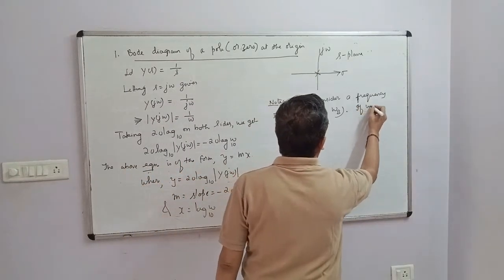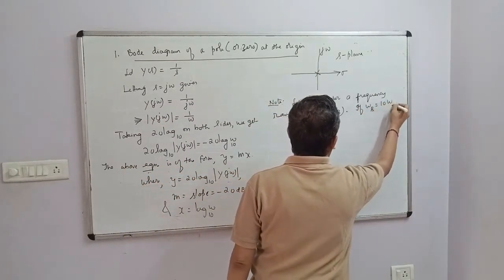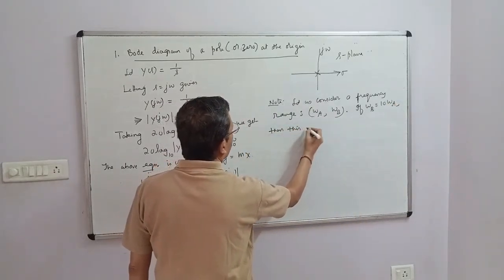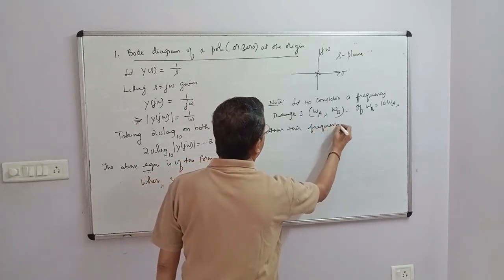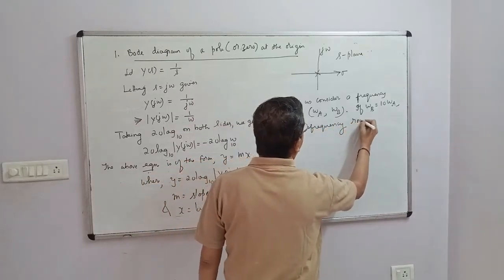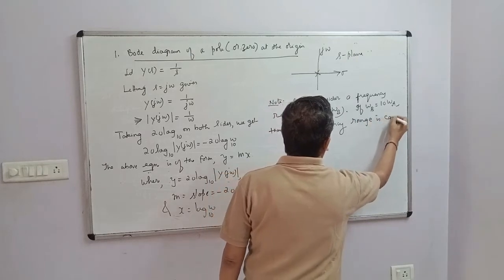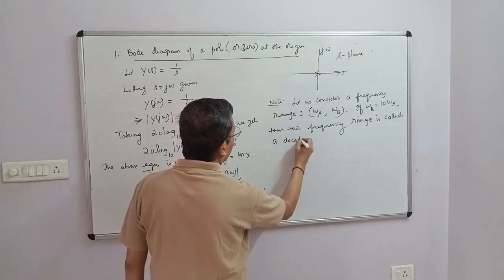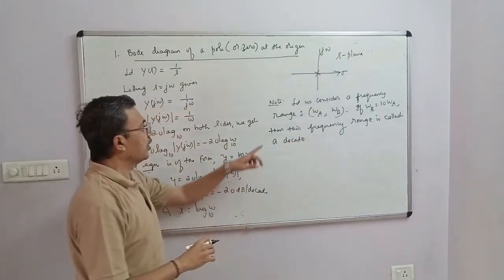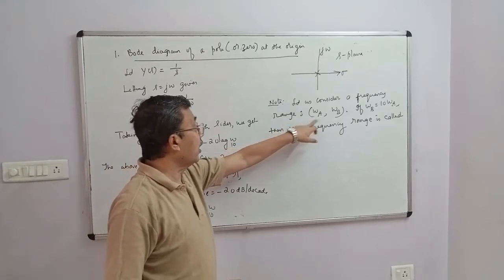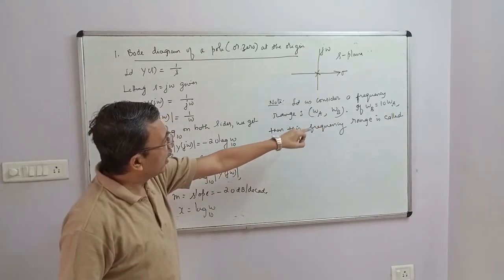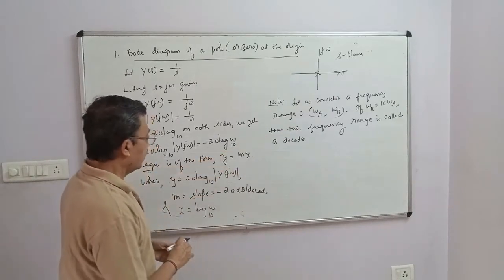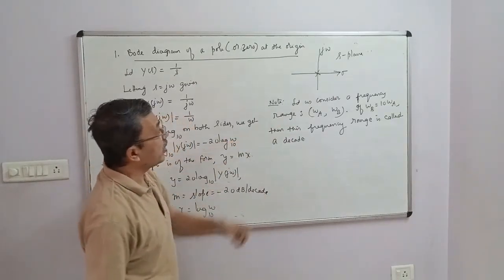If omega b is equal to 10 times omega a, then this frequency range is called a decade. So what a decade is has been explained over here.